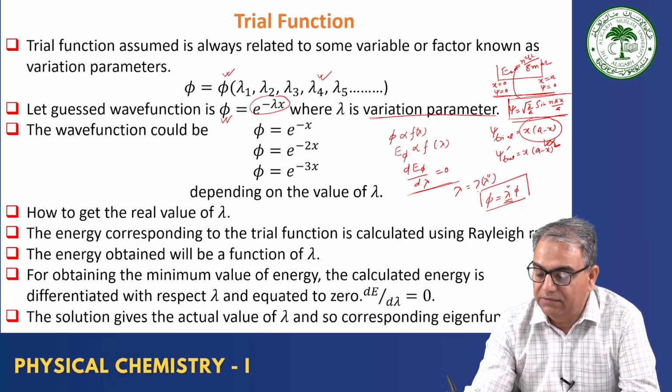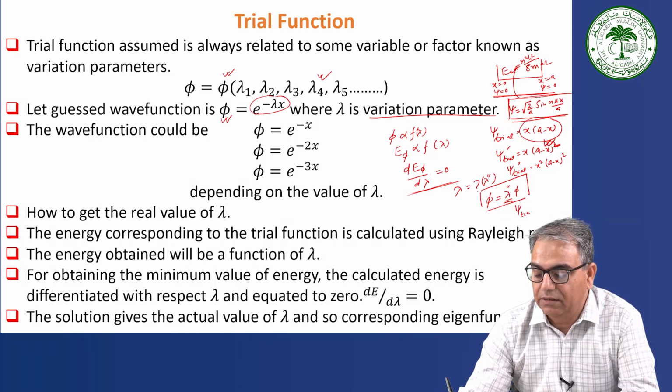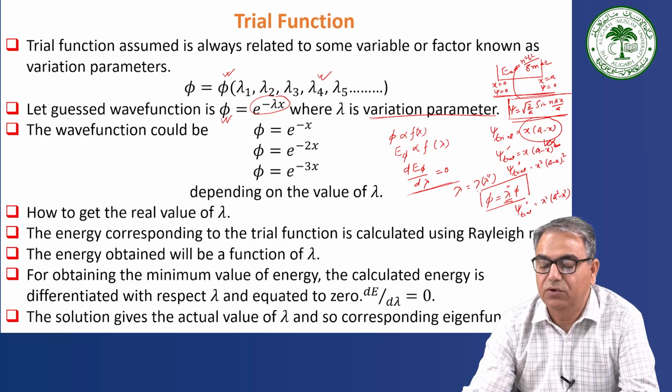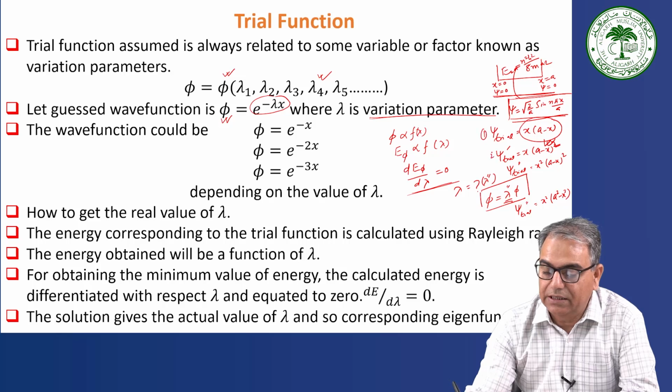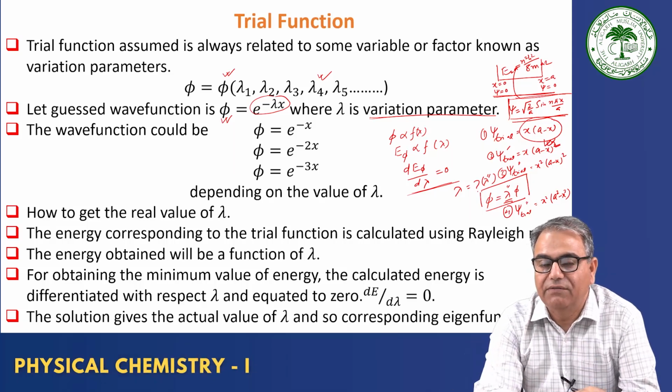Now I write a third wave function, psi trial double prime, x square into a minus x square. Will it give the same value? No. I am guessing another trial function, x square into a square minus x square. The earlier one was a minus x whole square; now I am writing a square minus x square. All these first, second, third, fourth fulfill the boundary condition of the particle in a one-dimensional box, and all these could be guessed as a trial function.